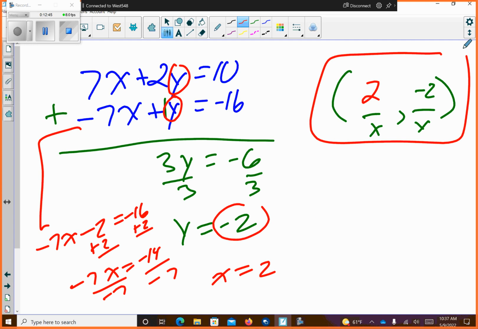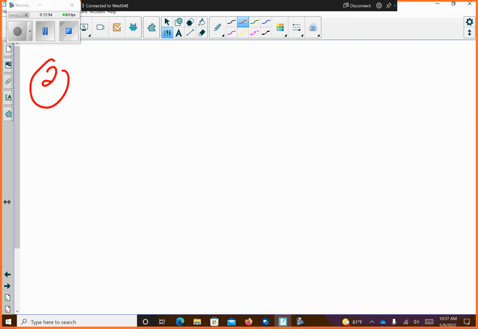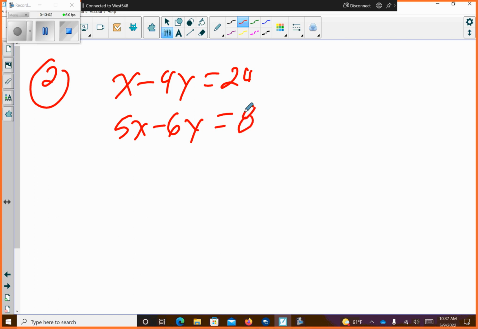All right, so now I'm on the back page, and I would like to look at problem number 2. Can I add them together and one of the letters goes away? No, if I add it together, I get 6x minus 10y equals 32. That's not going to help me. So what should I do to one of the equations, or both, to make something go away?